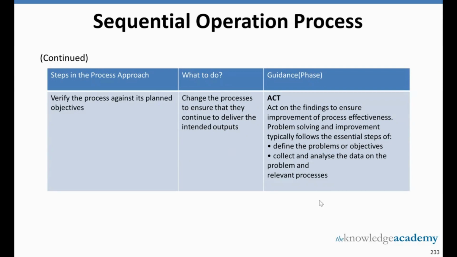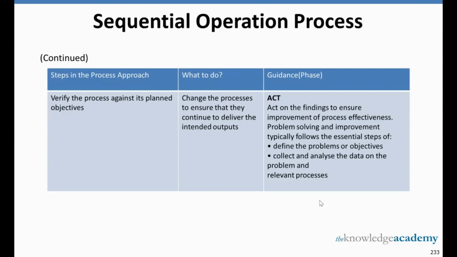Finally, we have act on the process, which is the final part of the PDCA cycle. Here we change the processes to ensure that they continue to deliver the intended outputs. Act on the findings to ensure improvement of process effectiveness.